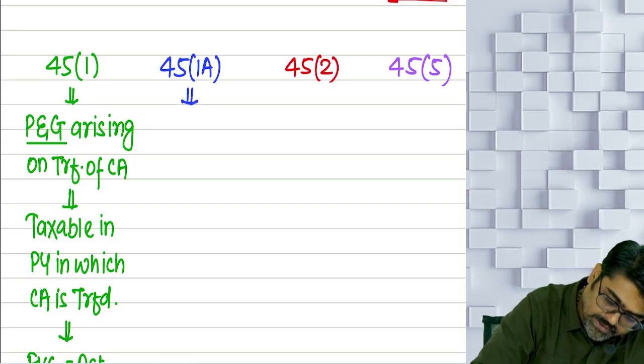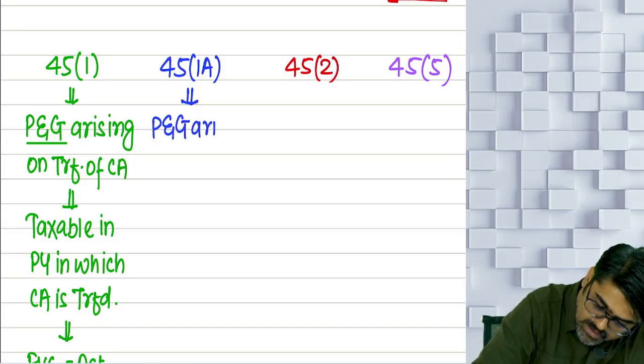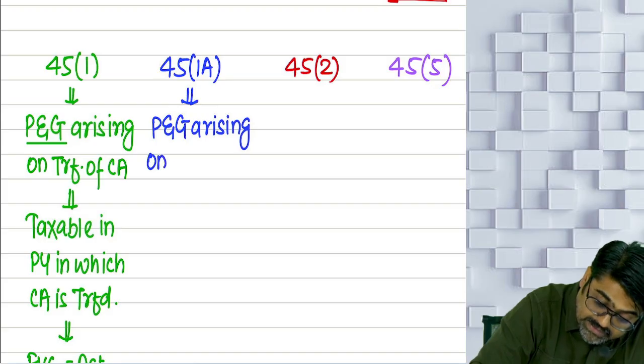Now tell me 45(1)(a). Which type of profit or gain? Profit and gain arising on what? On receipt. Receipt of what?